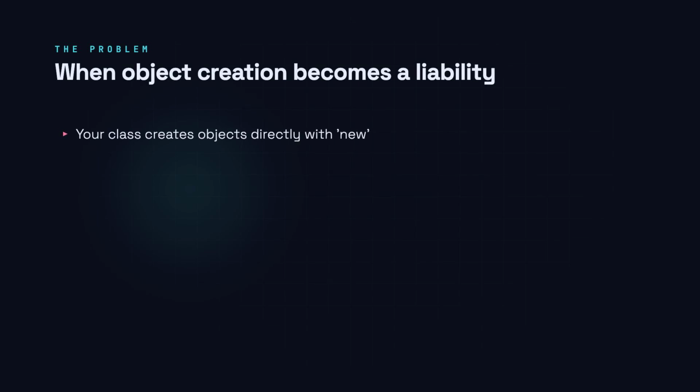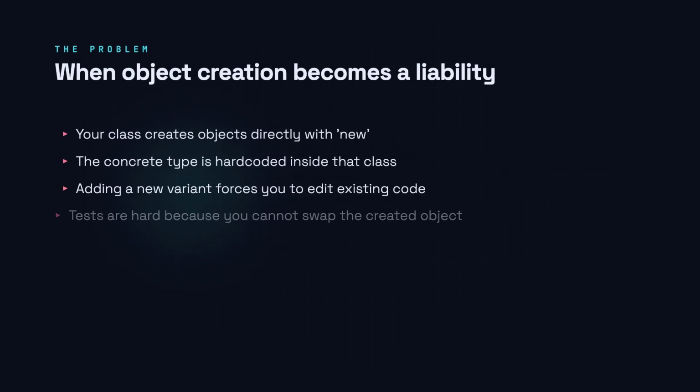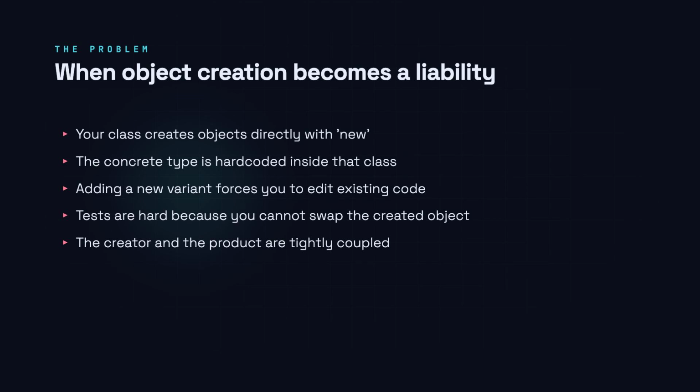Imagine you have a class, maybe a logistics manager, that internally calls new Truck whenever it needs to ship something. That works until you need to support ships too. Now you have to crack open the manager class and add an if-else. Every new transport type means another edit to a class that was already working. You are violating the idea that finished code should be closed to modification, and your tests become fragile because you can never substitute a fake transport.